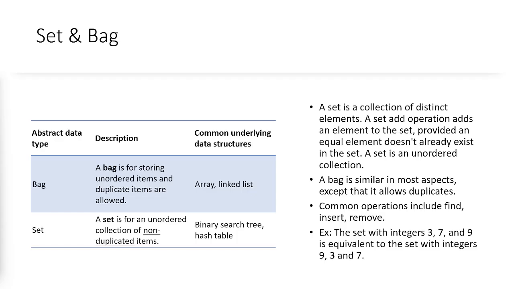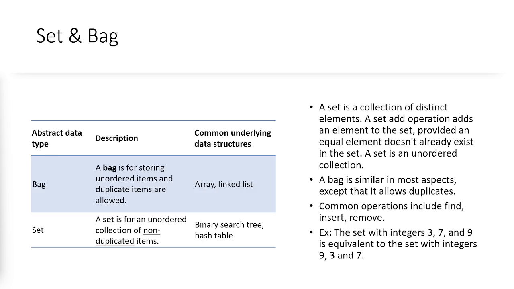A set and a bag. A bag is for storing unordered items, and duplicate items are allowed. If you're familiar with the game Scrabble, there are a number of little wooden blocks, each with a letter written on top of them. And all the letters get thrown into a bag, or maybe a couple hundred. You reach in, you get your letters, and you try to make words out of it. So we need to have duplicates for this. We need plenty of R's, S's, T's, L, N, E.